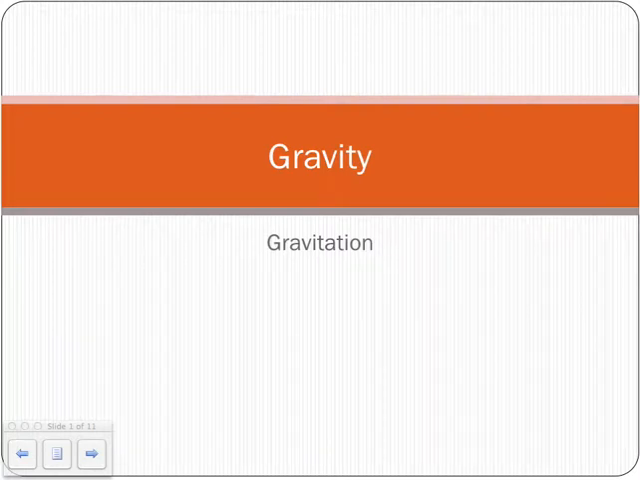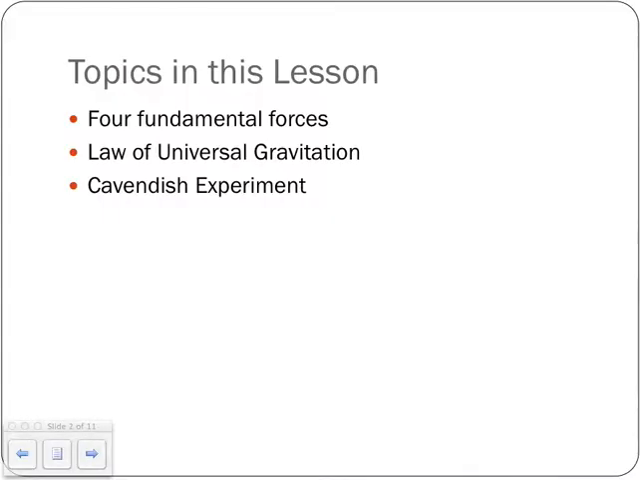Our next lesson here is going to be on gravity and gravitation. And in this lesson, we're going to look at three things. We're going to look at the four fundamental forces, the forces that all the other forces in the universe basically derive from. We're going to look at the law of universal gravitation, so look specifically at gravity, which is of course the main topic of this lesson. And we're going to look at the Cavendish experiment, the experiment that let us figure out the universal gravitational constant, which is the critical piece in figuring out the magnitude of the gravitational force between two masses.